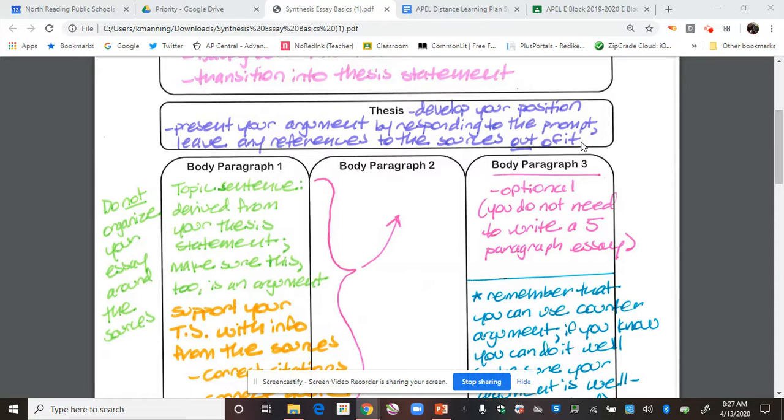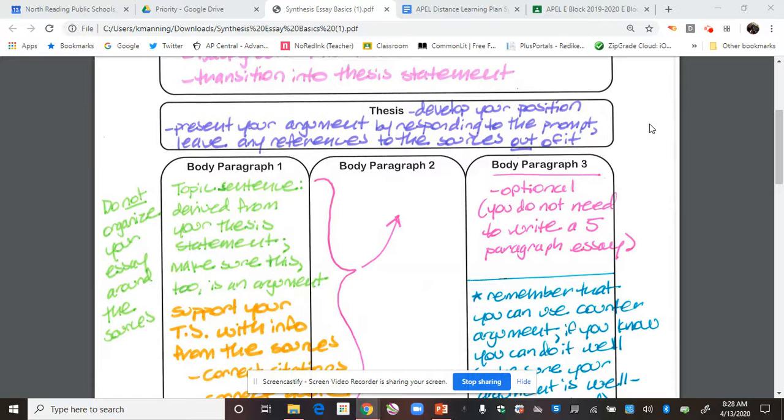And the key element here is leave any references to the sources out of your intro paragraph entirely. This is not about the sources. This is about your claim, which is your position on the argument. You want to make it a statement without I believe, I think, I feel, or any use of I at all.